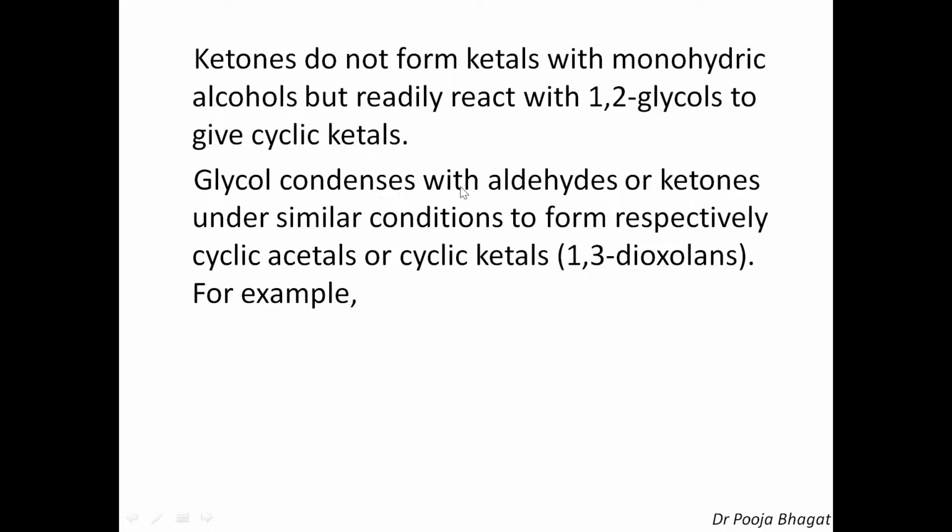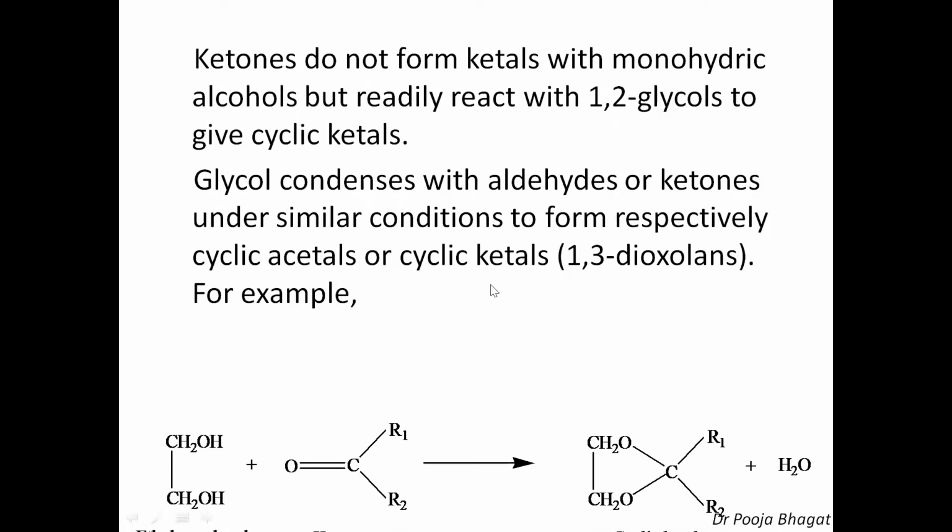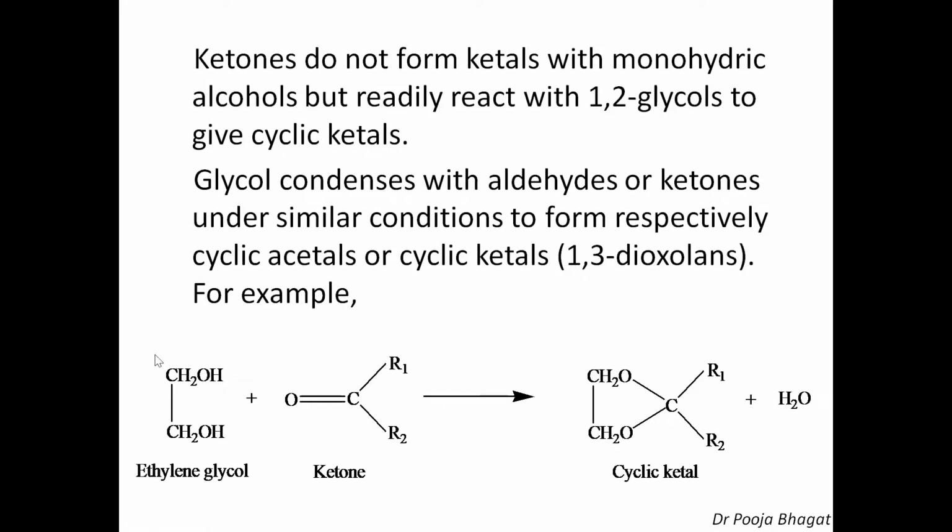So glycol condenses with aldehydes or ketones under similar conditions to form respectively cyclic acetals or cyclic ketals, which are called 1,3-dioxolanes. Now, if aldehyde reacts with glycol, you will get cyclic acetals, and if ketones react with glycol, you get cyclic ketals. See here, this is the simplest glycol. You can see two OH groups on C1 and C2, at C1 one OH and at C2 one OH. So it is ethylene glycol.